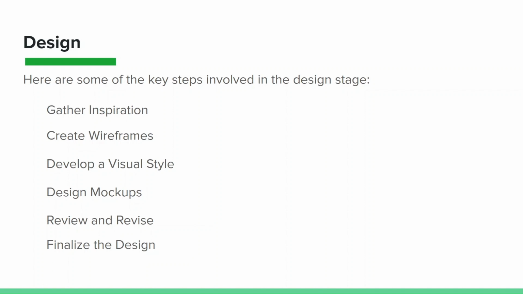And lastly, you want to finalize the design. Once the design has been improved, it's time to finalize the design files and prepare them for development. This can involve creating style guides or design specifications that outline how the design should be implemented in the code.